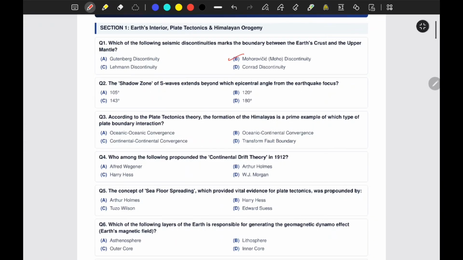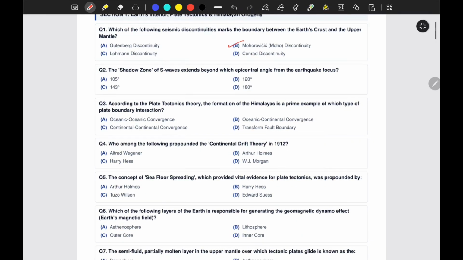Second question is, the shadow zone of S wave extends beyond which epicenter angle from the earthquake focus? 105 degree, 143 degree, 120 degree and 180 degree. The correct answer is option A, 105 degrees. So what if I ask you, what is the shadow zone of P waves? That would be 105 degree to 145 degree. This is given in your NCERT geography book.